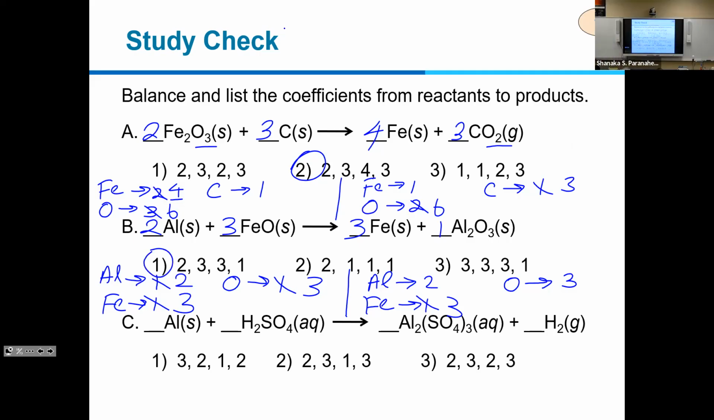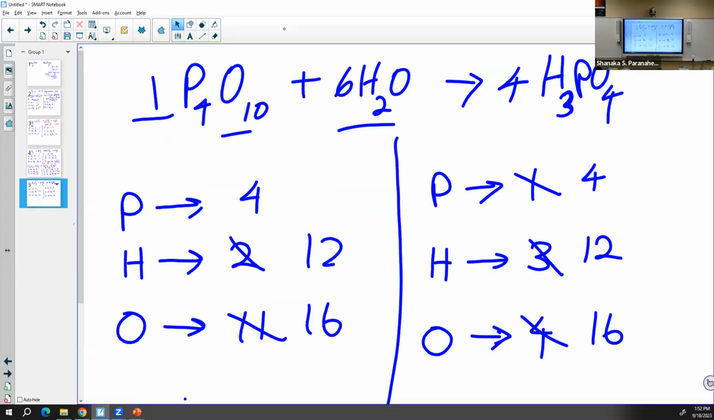Let's do some examples like C, because you should be able to recognize this group. So what is this group? SO4. What is that group? It's a polyatomic ion present in an acid. So that's sulfuric acid. So we are not going to split those types of groups into individual elements. So that's why it is different from other reactions.